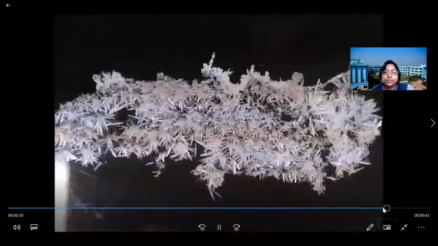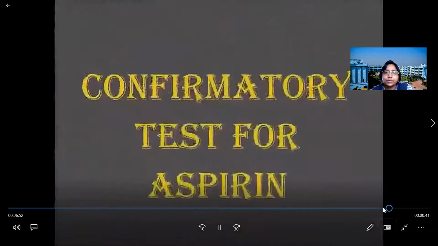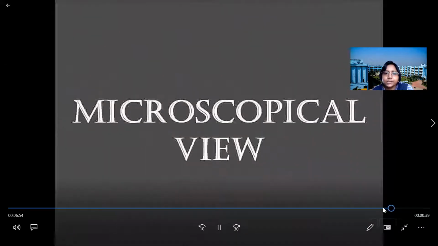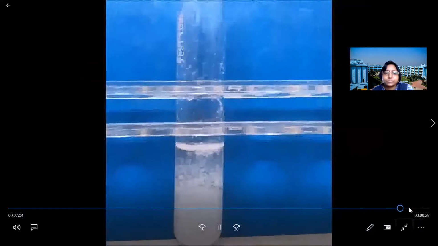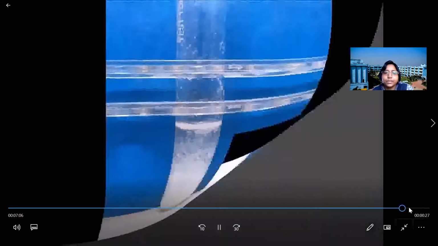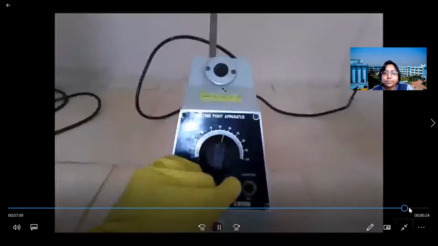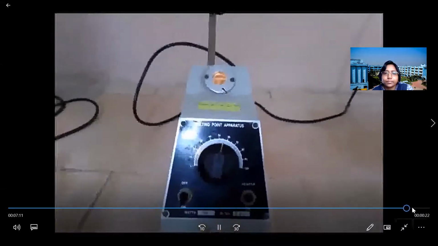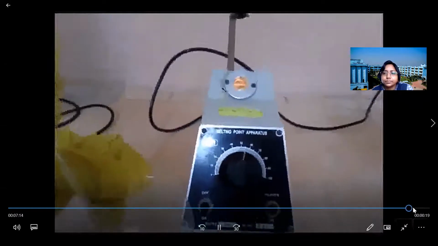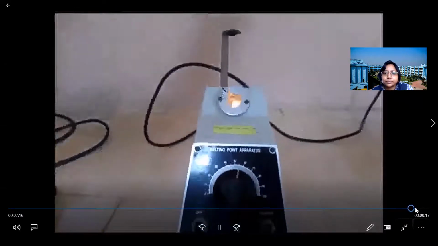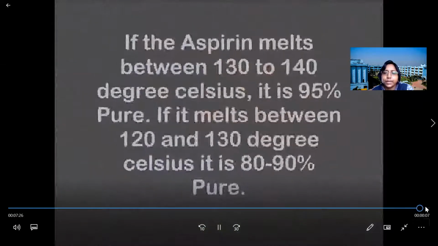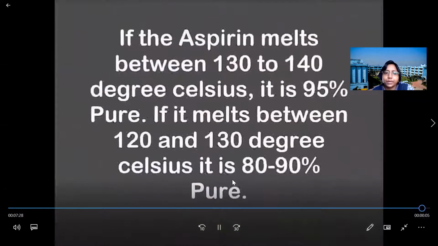And we can do different analyses. We can do confirmatory tests and microscopical view. We can do the purity test to confirm the presence of aspirin. So in this way, we get our final product.